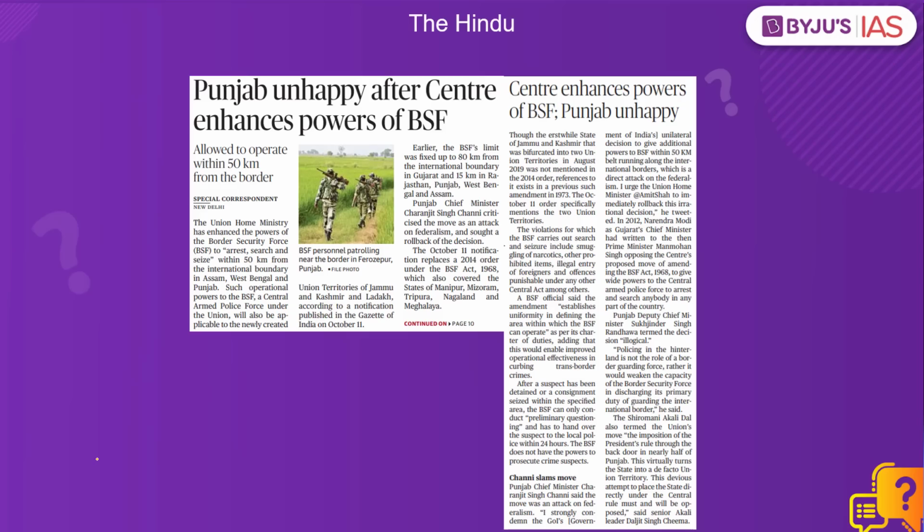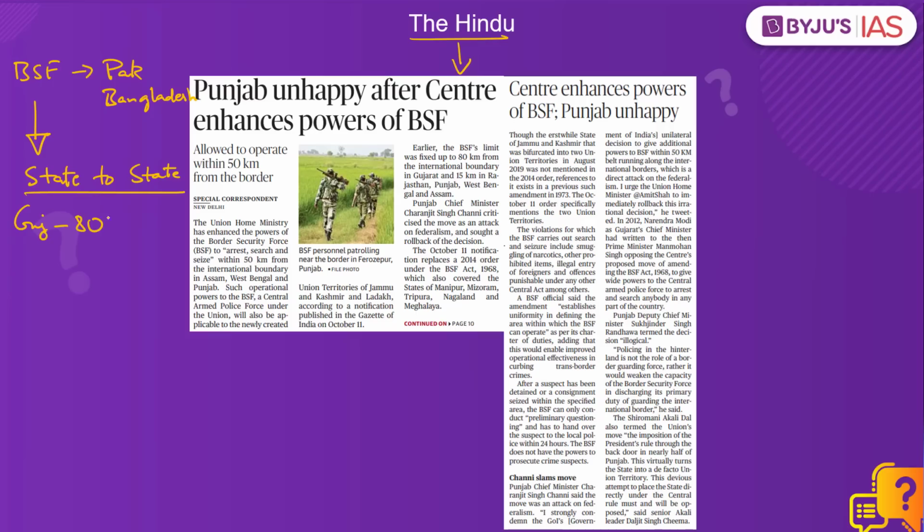This topic has been taken up because of a related article in the Hindu. See, the mandate of the BSF is to guard and patrol our borders with Pakistan and Bangladesh. In this regard, the jurisdiction of BSF varied from state to state, and in certain states like Gujarat, its jurisdiction extended up to 80 kilometers from the international border. Whereas in states such as Punjab, Assam, West Bengal, etc., its jurisdiction was limited to 15 kilometers from the international border as per a previous notification which was issued under the BSF Act of 1968.